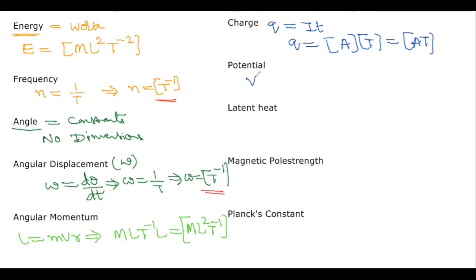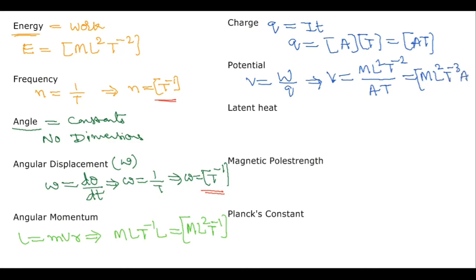Potential: the work done to carry a positive charge from infinity to within the electric field, that is V equal to W by Q. W is the same as energy. Energy is nothing but ML square T power minus 2, and charge, just now we calculated, AT. So after simplification, you will get the dimensional formula of potential, ML square T power minus 3 A power minus 1.